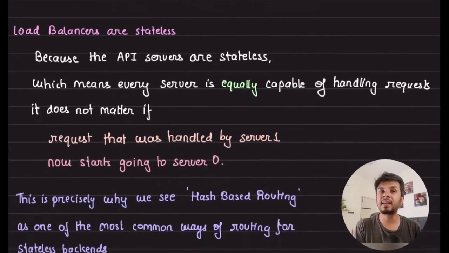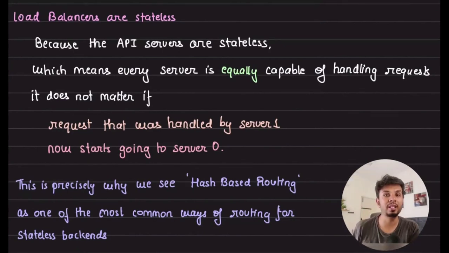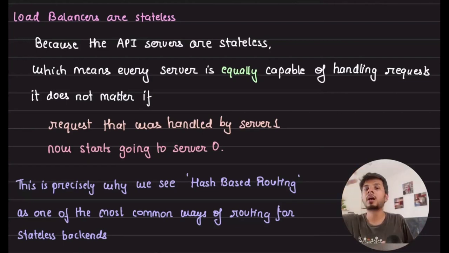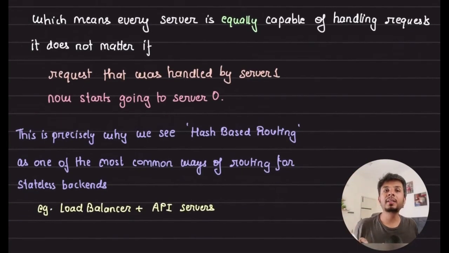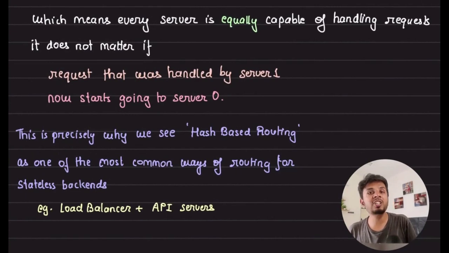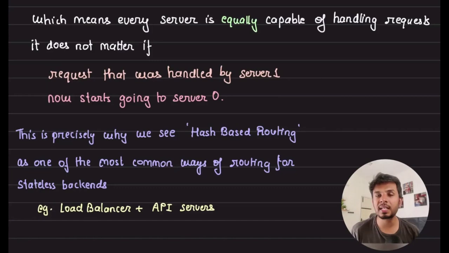This is statelessness. If everyone is equally capable, it does not matter which server your request is forwarded to. So even if you remove backend server 1, it's okay, your requests would be balanced between the two. No problem. This is why we see hash-based routing as one of the most common ways of routing for stateless backends. Typically, with a load balancer plus API server, in most cases your load balancer is configured with hash-based routing. Round robin is also there, but hash-based is more common.